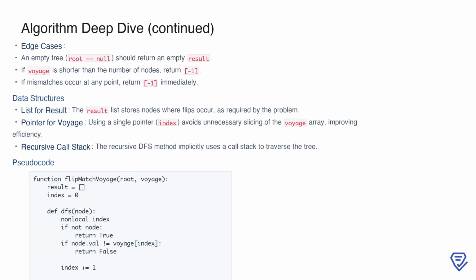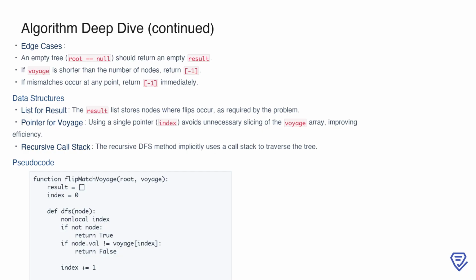Additionally, let's consider edge cases. For instance, if the tree is empty, meaning root is null, the output should be an empty result list, as there are no nodes to flip. If the voyage array is shorter than the number of nodes in the tree, it's impossible to match the traversal, so we return -1.